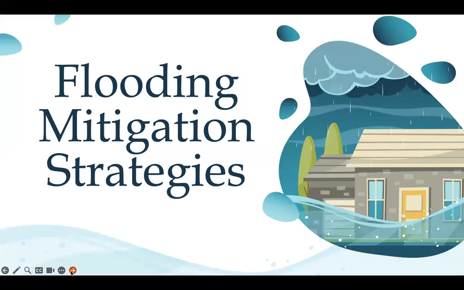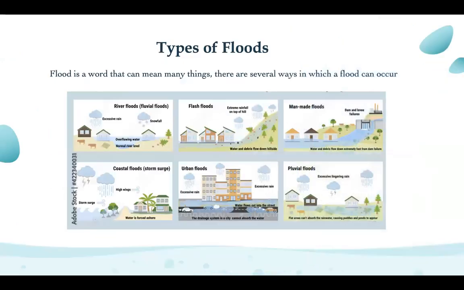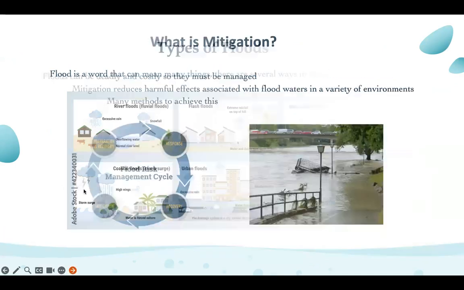The topic we're going to be discussing in this video is flooding mitigation strategies. So first, it's important to recognize the different types of floods that are present. We have different inland floods, such as river floods, flash floods, man-made floods, and urban floods, and coastal floods that will be occurring because of things like hurricanes and storm surges.